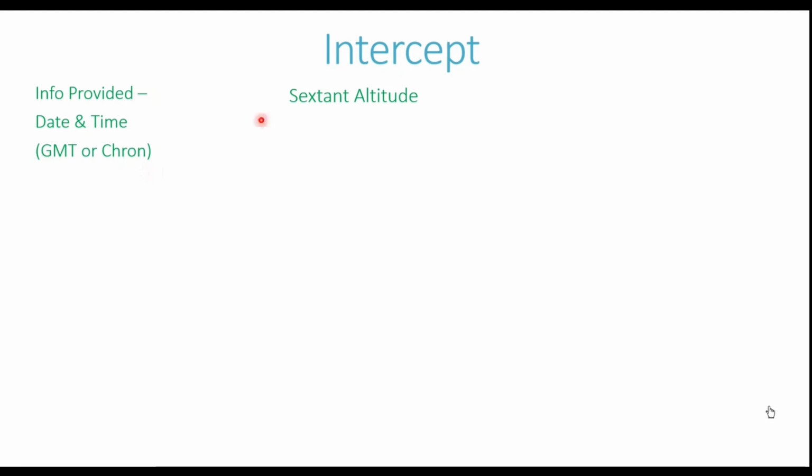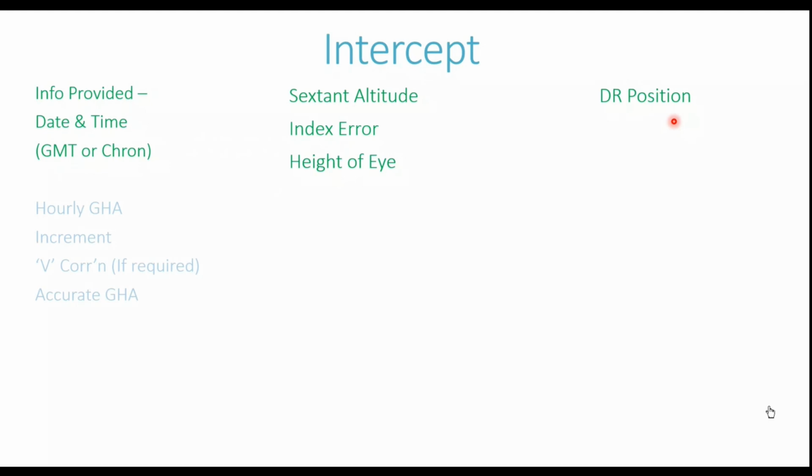The second set of information is the sextant altitude, and along with it, they provide us with the index error of the sextant and the height of eye of the observer, which is required for dip correction. The third set of information is the DR position, the DR latitude as well as the DR longitude. So the information provided to us is exactly similar to longitude by chronometer. Let's see the method also. The method is also quite similar.